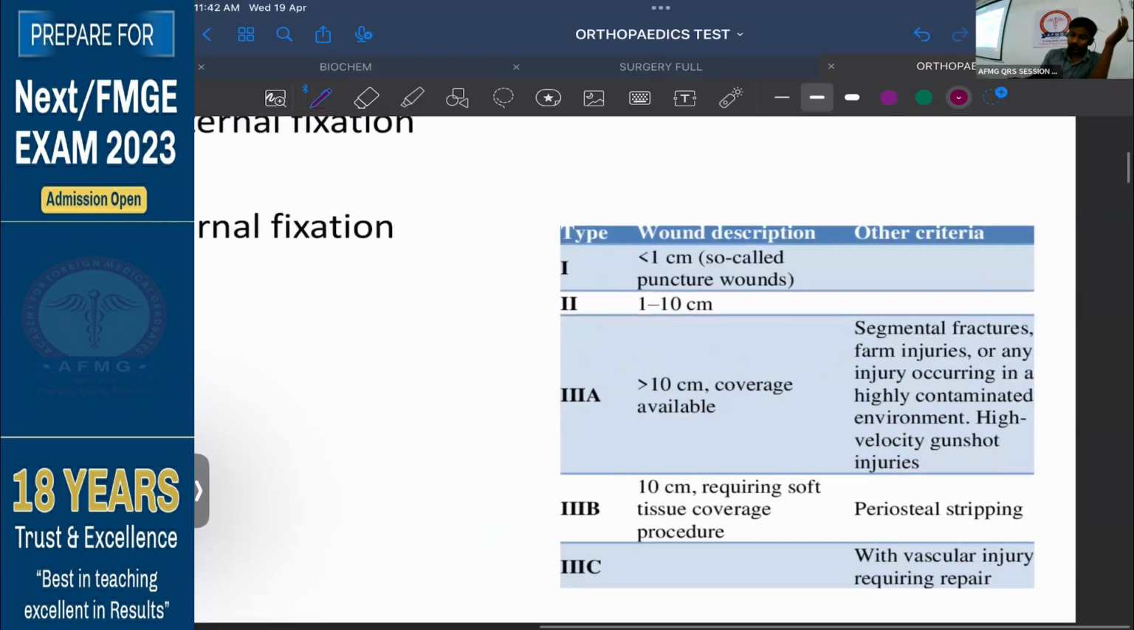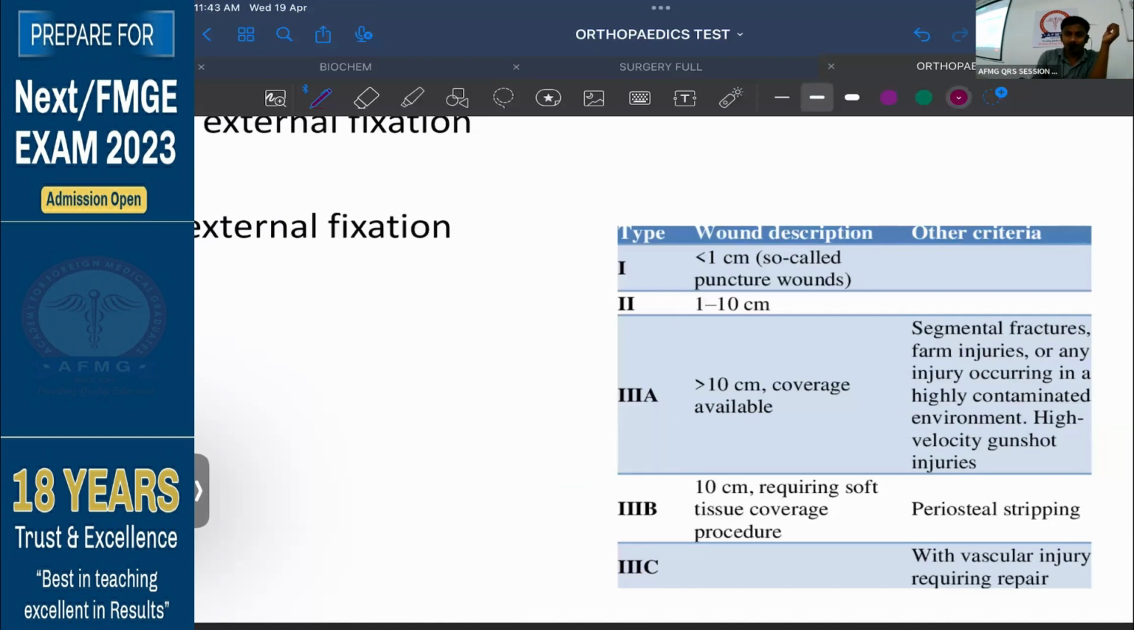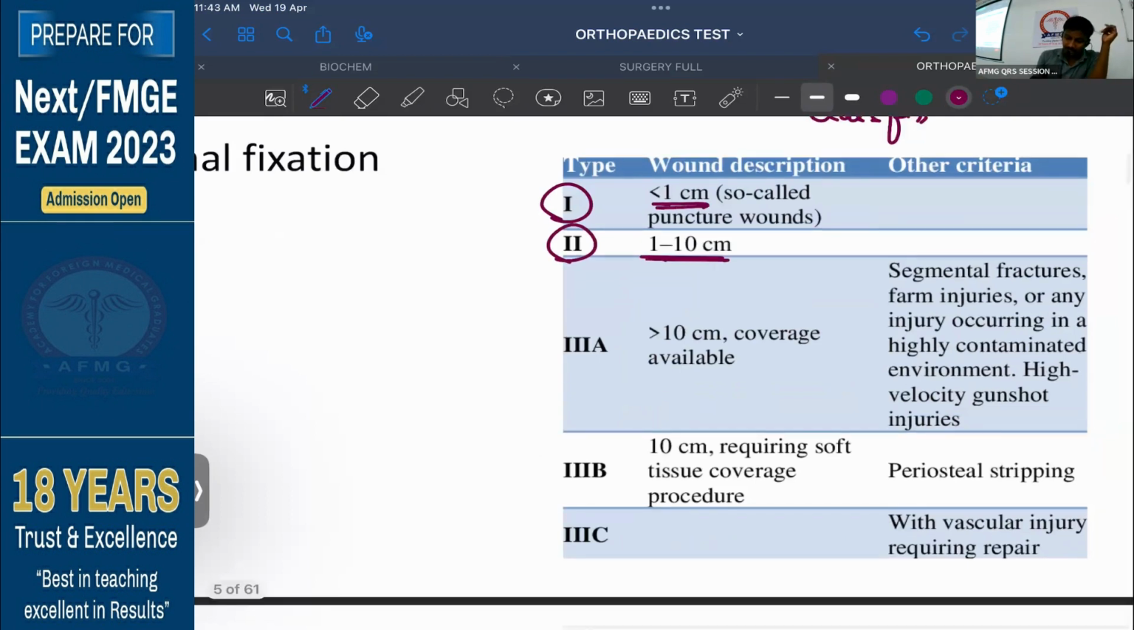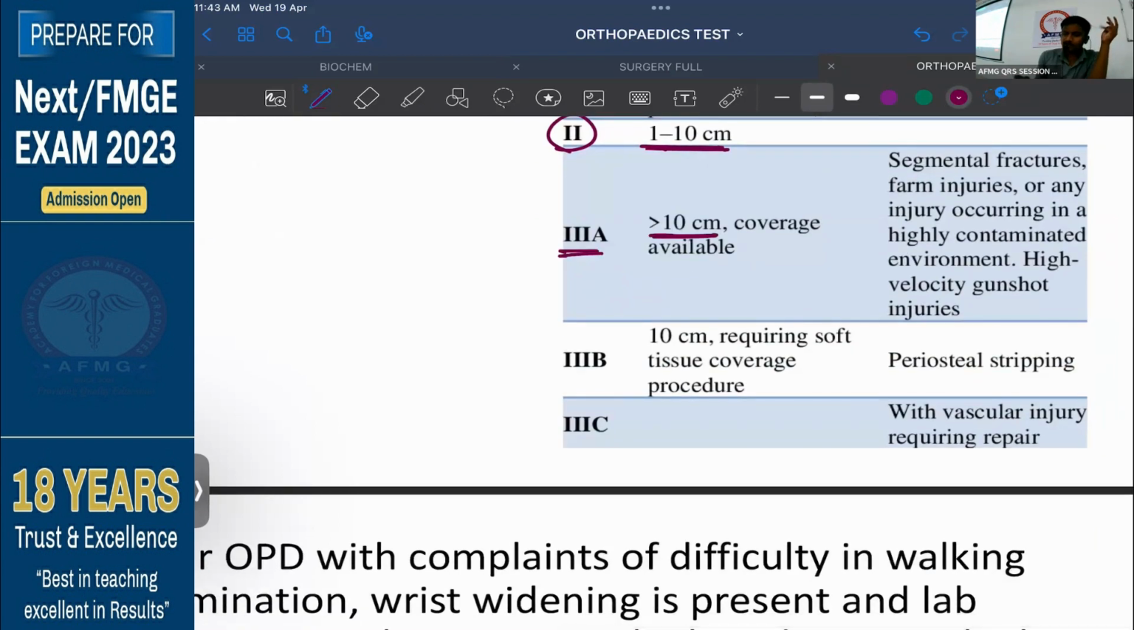ठीक है? So what is the classification used for open or compound fracture? It is the Gustilo and Anderson's classification. So if I talk about the Gustilo and Anderson's classification for open fractures, please remember, type 1 fracture matlab wound size less than 1 centimeter. Type 2 fracture matlab wound size between 1 to 10 centimeters. Type 3A matlab wound size more than 10 centimeters, and there is enough soft tissue coverage available. याद रख लो, soft tissue का loss नहीं हुआ है.